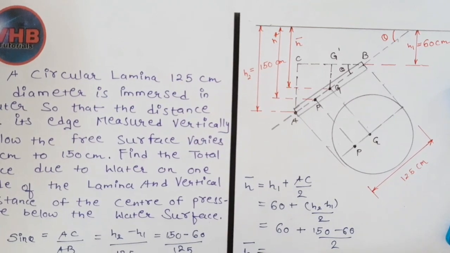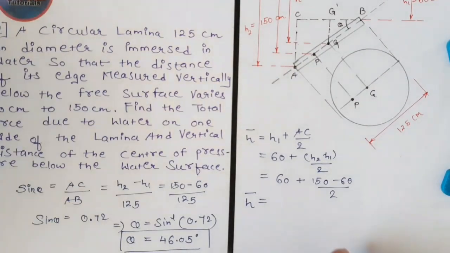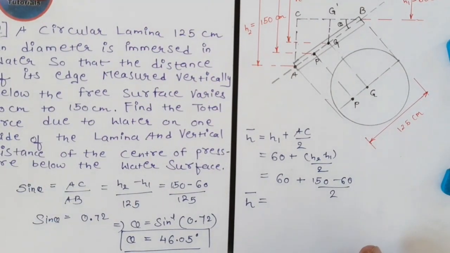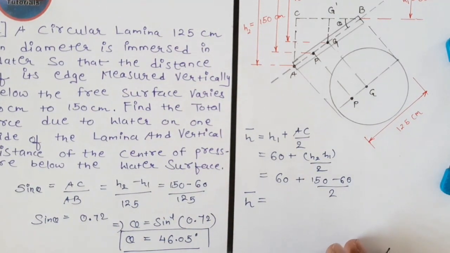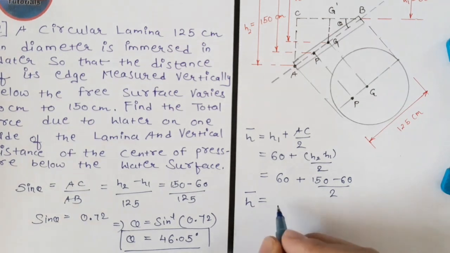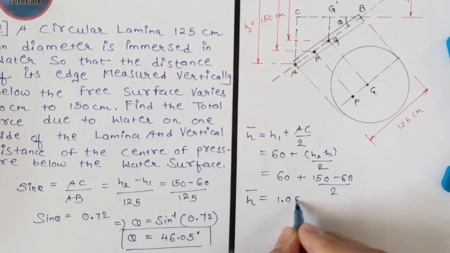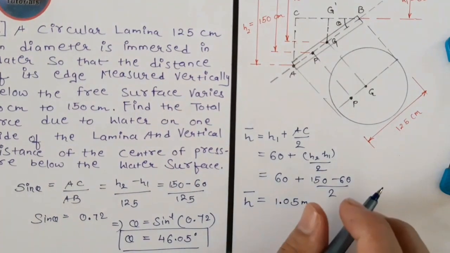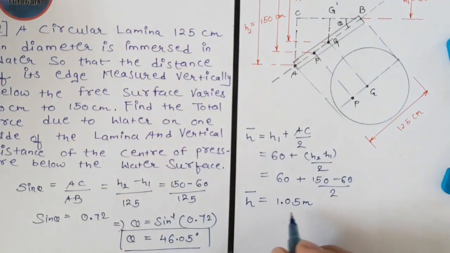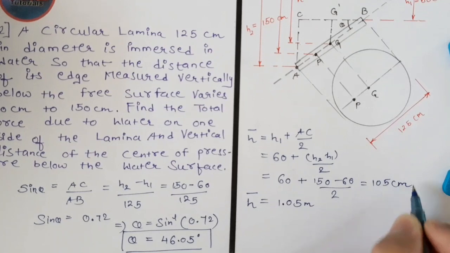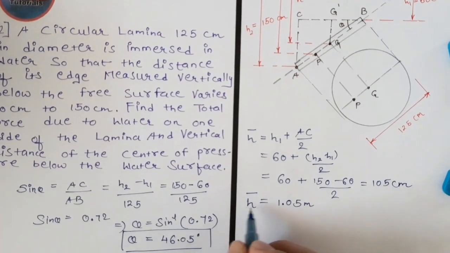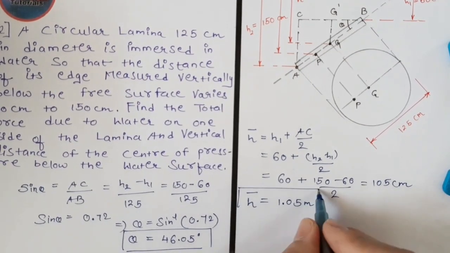So h bar, you can calculate in the calculator. So h bar equals 105 centimeter. We will convert it into meter. So h bar equals 1.05 meter.